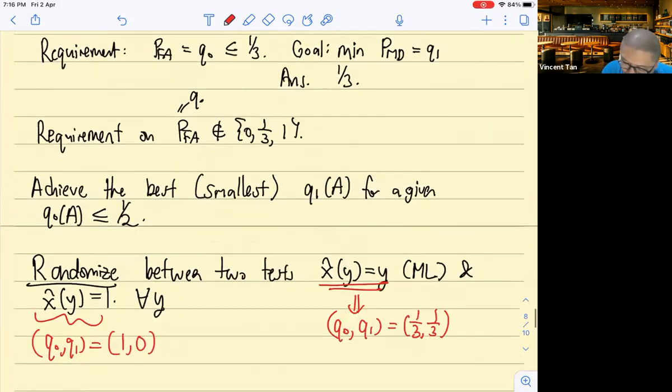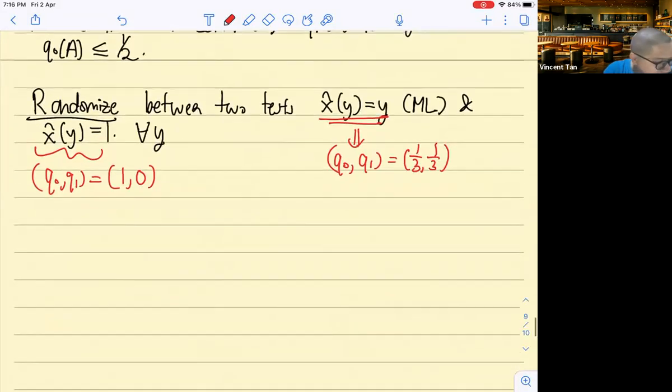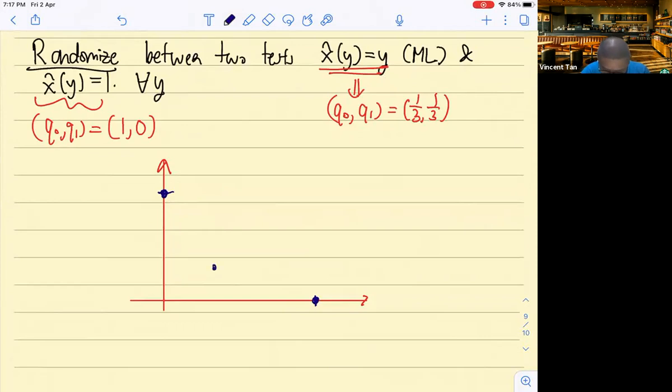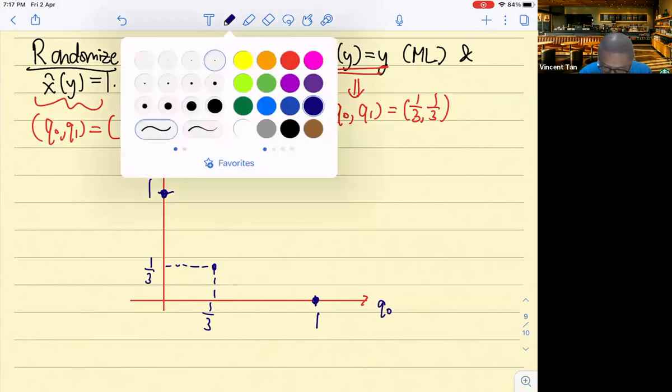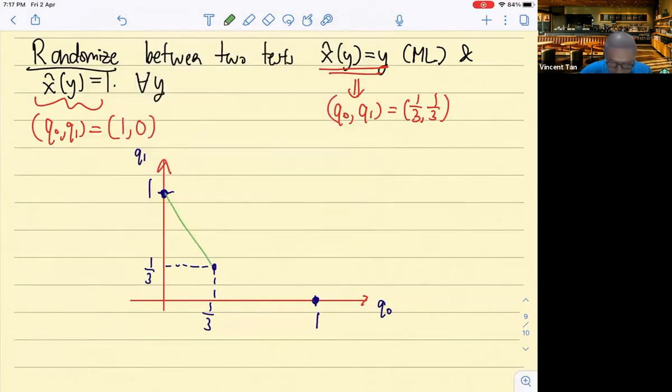Okay, so now let me, instead of jumping up and down, draw this picture again. It won't take too long. Maybe I'll use a different color. So the threshold test can achieve these particular points. It can also achieve this point 1/3, 1/3. This is Q1, this is Q0. So now what we can do is look at all these points. This is basically the error curve.